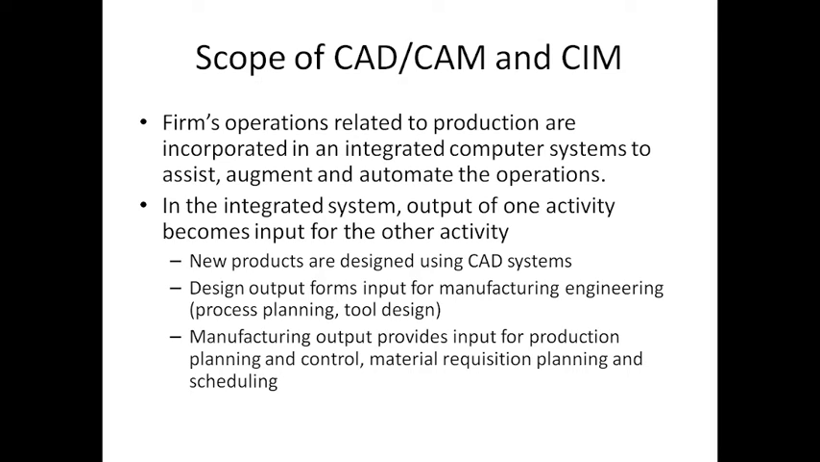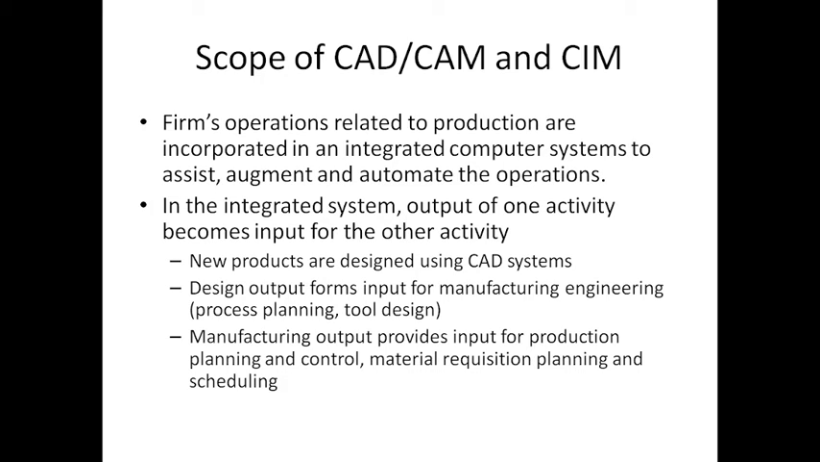And that particular CAD model is again to be used for assembly purposes, because the assembly people want to know how these things are going to fit, how it is going to fit with the piston and all that. And then the manufacturing output provides the input for production planning and control.